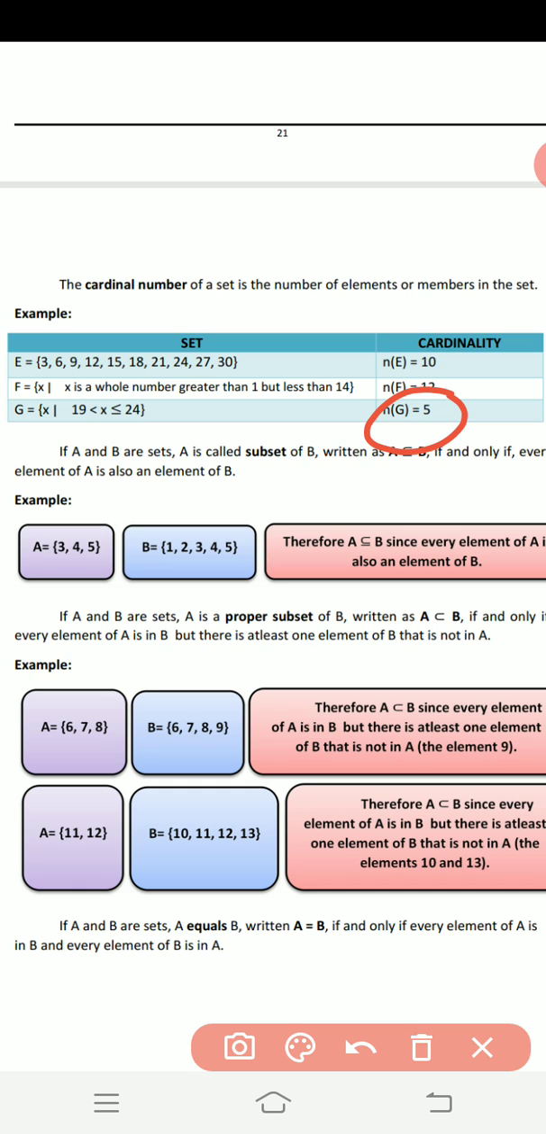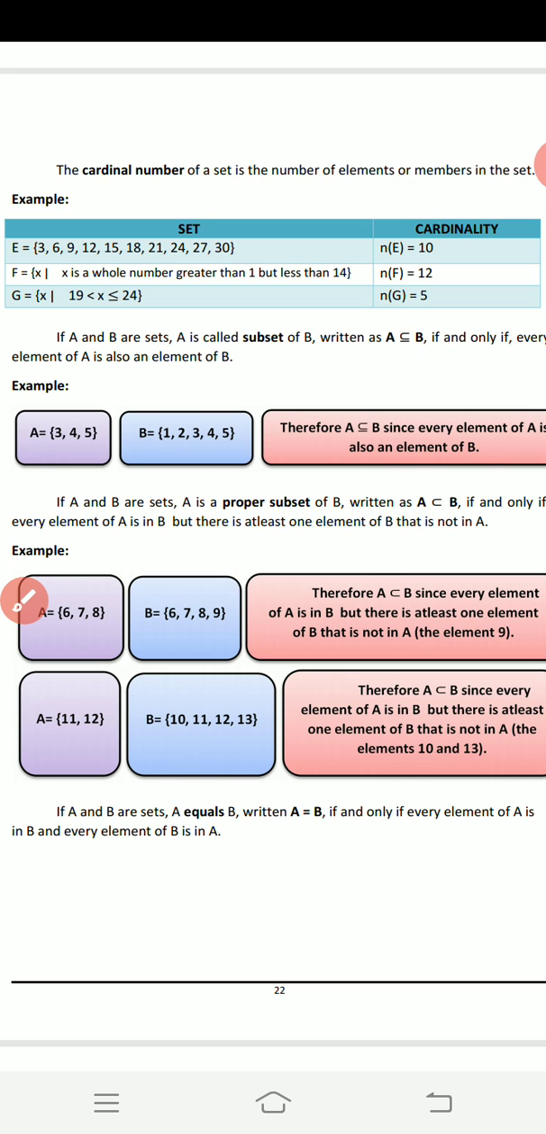So take note that only the finite set has a cardinality or cardinal number. Kasi nga 'di ba, infinite set, hindi natin alam kung saan siya matatapos. So hindi natin alam kung saan siya nagsimula. Okay.